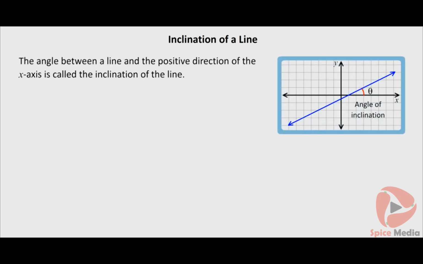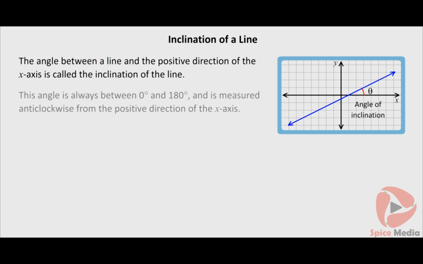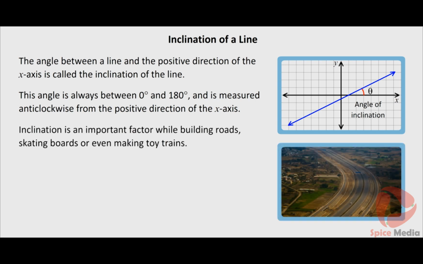The angle between a line and the positive direction of the x-axis is called the inclination of the line. This angle is always between 0 degrees and 180 degrees and is measured anticlockwise from the positive direction of the x-axis. Inclination is an important factor while building roads, skating boards, or even making toy trains.